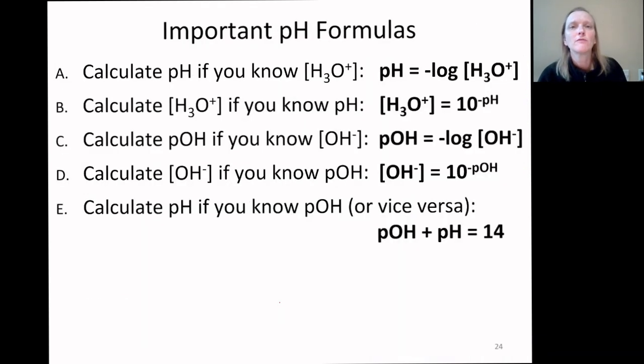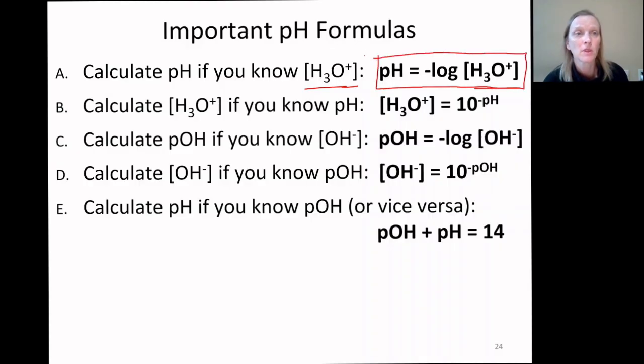So here are various formulas to help you calculate pH. If you know the concentration of hydrogen ions or hydronium ions, you just use the standard pH equation here. If you know the pH, but you want to know the concentration of hydrogen ions, you use the reverse of this equation. You solve for the concentration of hydrogen ions, and the inverse operation of a logarithm is raising 10 to that exponent.